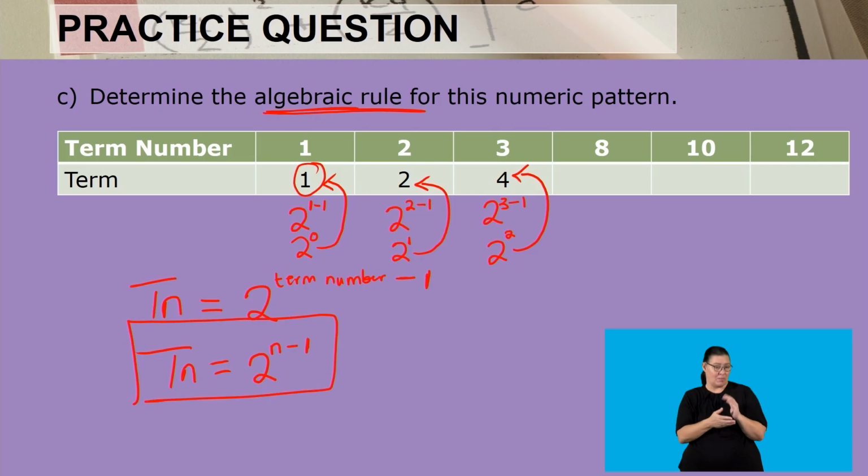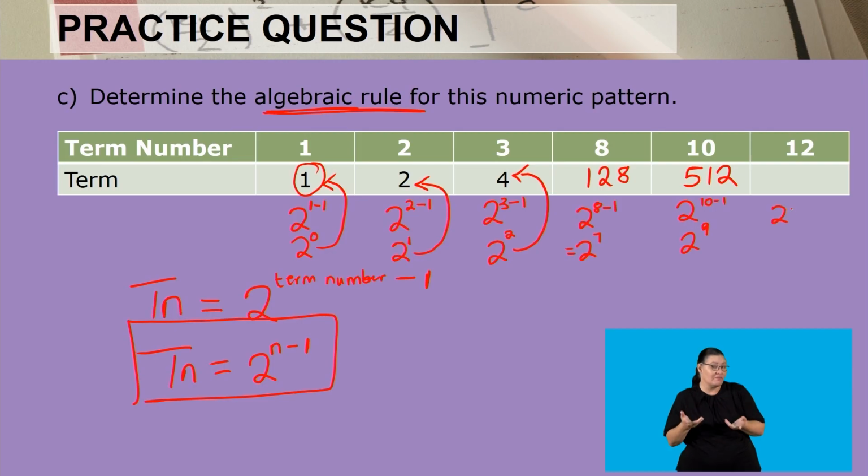Now, can that help us in finding the 8th term, the 10th term, and the 12th term? Definitely it can. So for the 8th term, we are going to say 2, and we are going to have an 8 minus 1, which is of course a 2 exponent 7, and that would give us an answer of 128. The 10th term would be 2 exponent 10 minus 1, that is 2 exponent 9, and that would give us an answer of 512. Do you already have an answer for the 12th term? Yes, it will be 2 exponent 12 minus 1. That is 2 exponent 11. And what answer are you getting on your calculator? If you are getting 2048, then yes, you are correct.